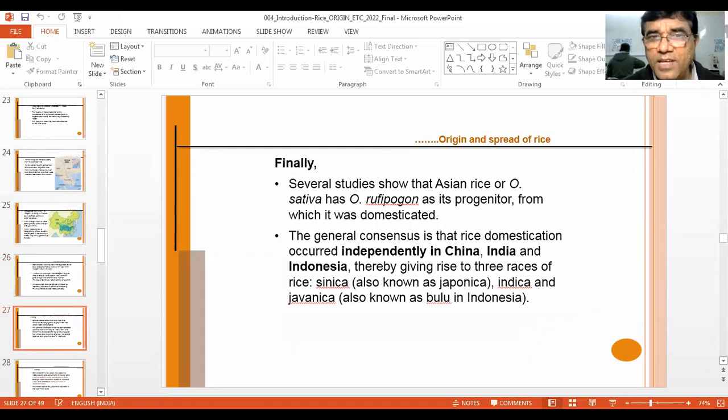Now you see, finally, several studies show how rice originated. Several studies show that Asian rice, Oryza sativa, has O. rufipogon as its progenitor, meaning forefather, from which it was domesticated. The general consensus is that rice domestication occurred simultaneously and independently in China, India, and Indonesia, thereby giving rise to three races of rice: Sinica, sorry, it was not sinensis, it was Sinica, also known as Japonica, Indica, and Javanica, also known as Bulu in Indonesia.